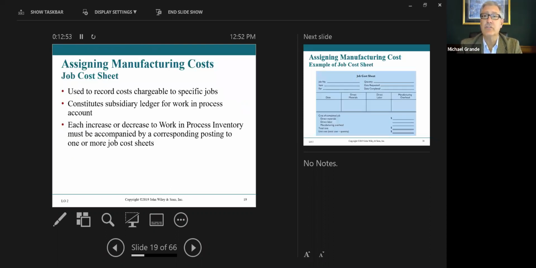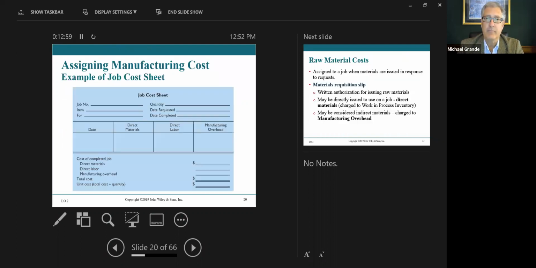Used to record costs chargeable to a specific job. Job 1, job 2, job 3, job 4. Now, many job sheets look different, but what's being captured here? Upper left-hand corner, the job number, some identifying factor. Job 1, job 2, job 3, job A, job B, job C, whatever you want to call them.